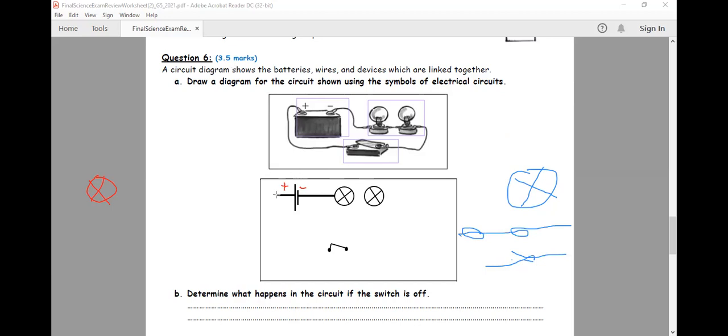What should I do now? Now connect it with a wire.